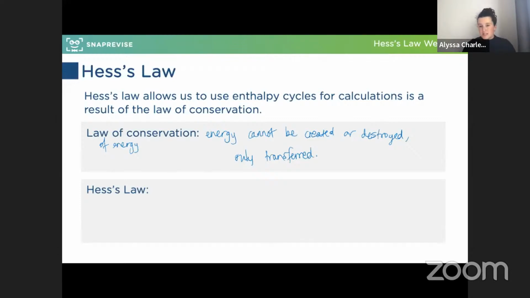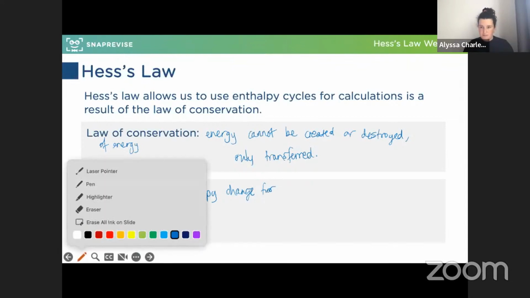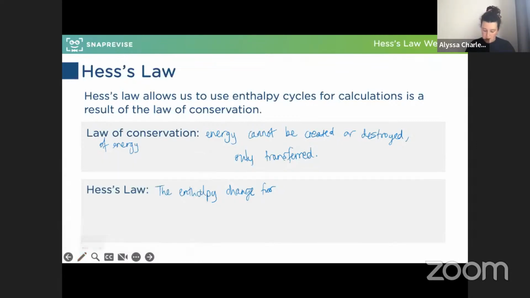Hess's law states the enthalpy change for a reaction or process is independent of the route taken.